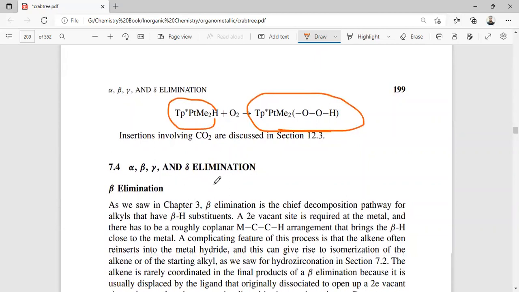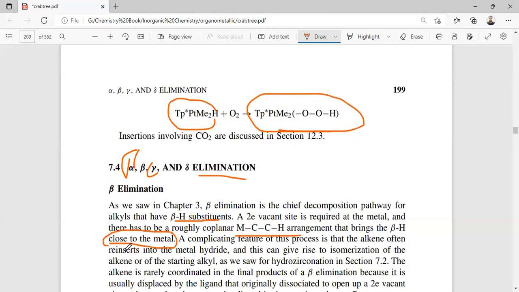There are mainly 4 types of elimination reaction: alpha elimination, beta elimination, gamma, and delta elimination. The most common in organometallic chemistry is the beta elimination. Beta elimination is a cheap decomposition pathway for alkyls that have a beta hydride substituent. A 2-electron vacant site is required at the metal, and there has to be a roughly coplanar M-C-C-H arrangement that brings the beta hydride close to the metal.